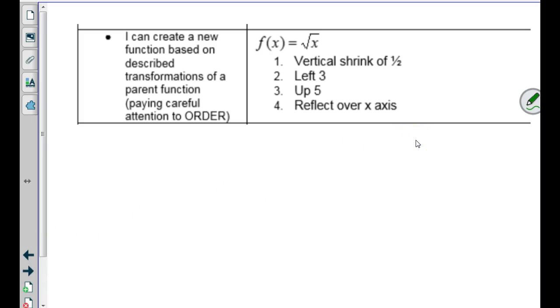So there's a question also where you have to do those in this order. So how would you vertically shrink this by half? Is it vertical out front or inside? Out front. So it'd just be 1/2 square root of x. How would you shift it left 3?